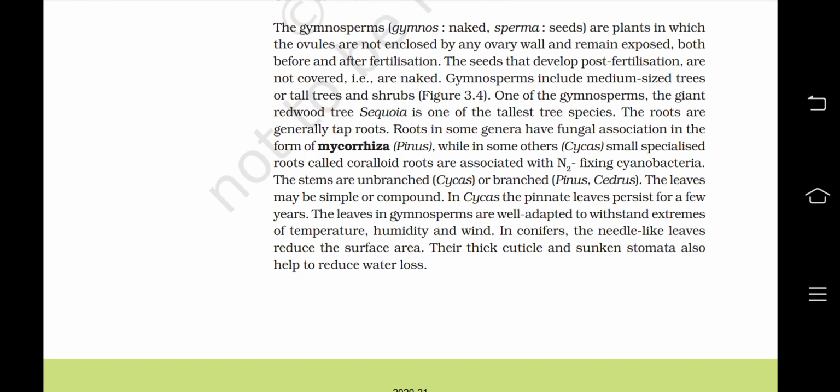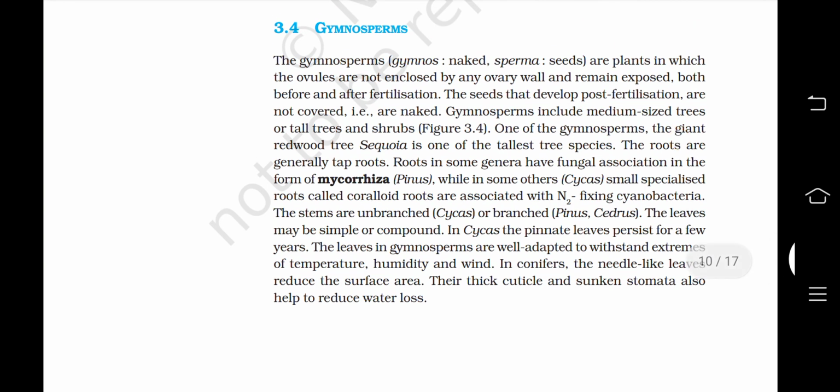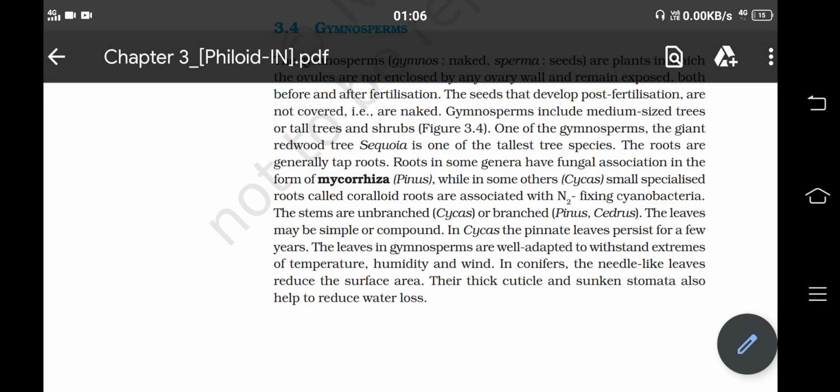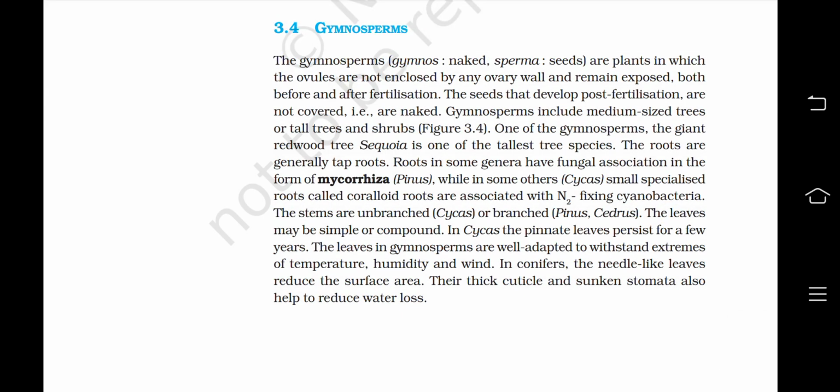One of the gymnosperms, the giant redwood tree Sequoia, is one of the tallest tree species. The roots are generally tap roots. Roots in some genera have fungal association in the form of mycorrhiza, example Pinus, while in some others, like cycas, small specialized roots called coralloid roots are associated with nitrogen fixing bacteria. The stems are unbranched, cycas, or branched, Pinus or cedrus.